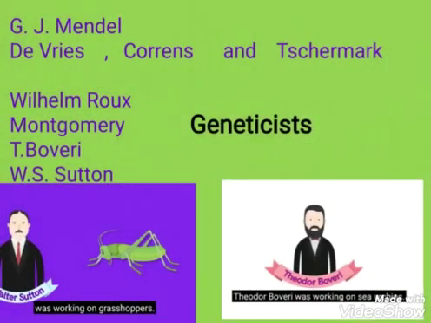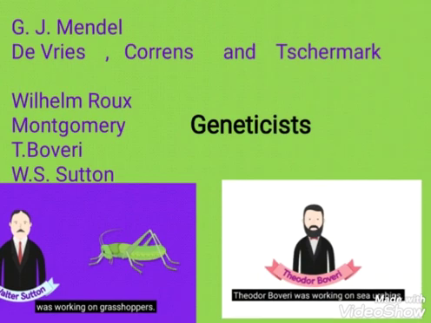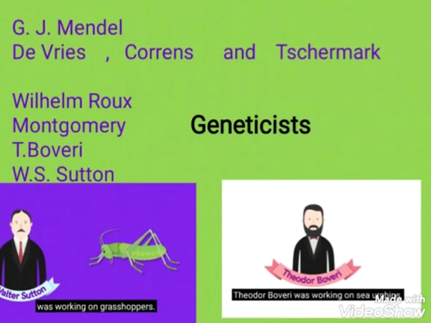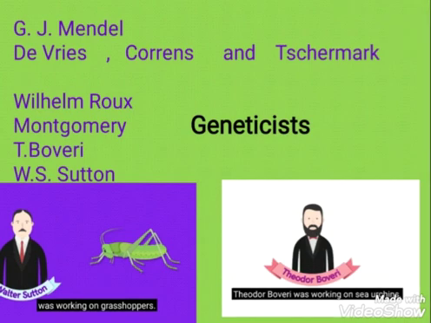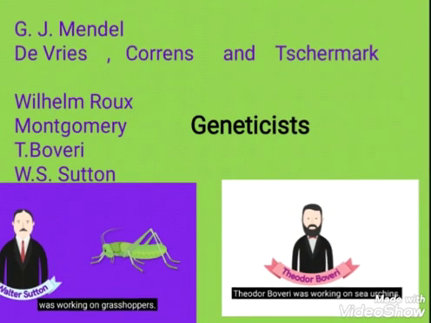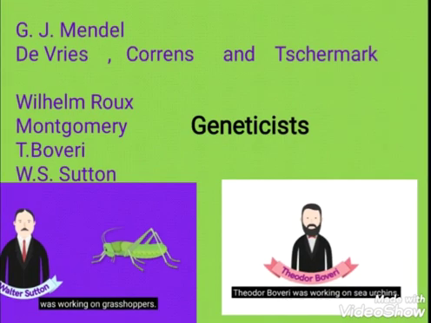Johann Mendel in 1865 studied the inheritance of well-defined characters. Three scientists, Hugo de Vries, Correns and Tschermak, independently rediscovered Mendel's results on the inheritance of characters. Wilhelm Roux postulated that chromosomes are responsible for transferring heredity. Montgomery concluded that maternal chromosomes pair with paternal chromosomes only during meiosis.